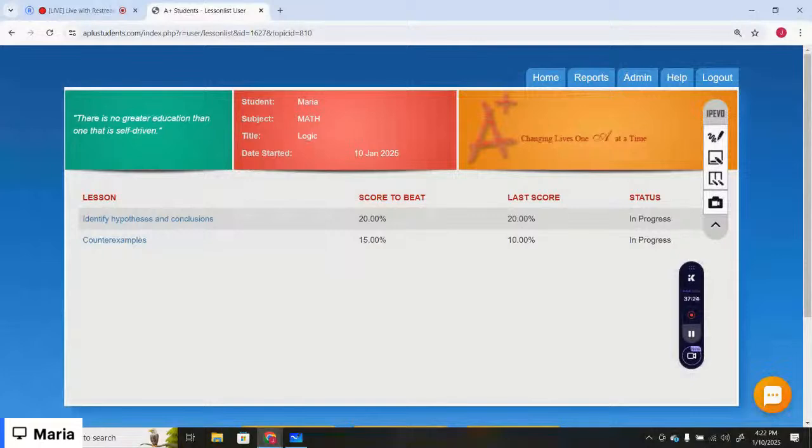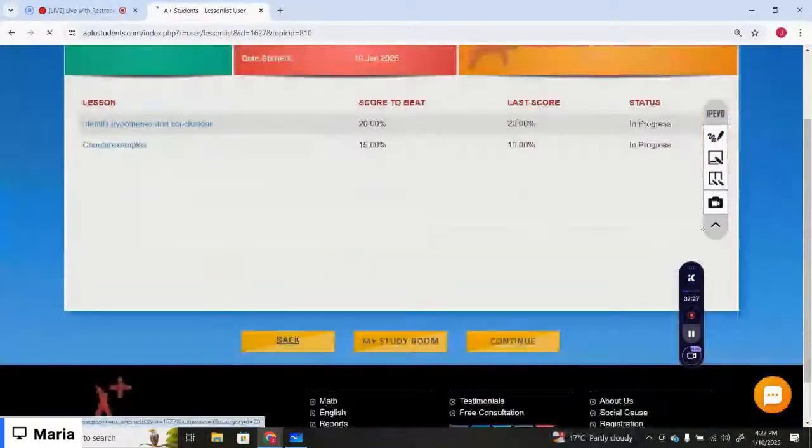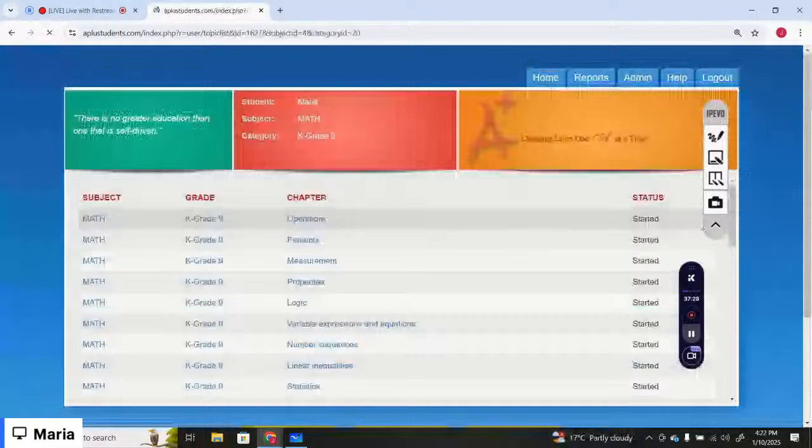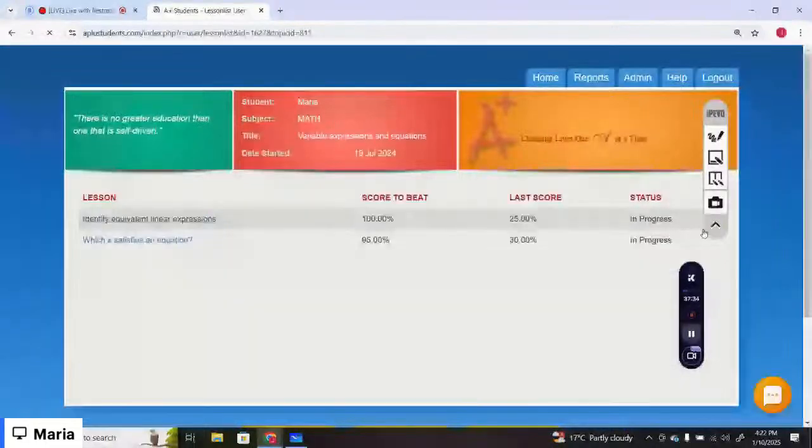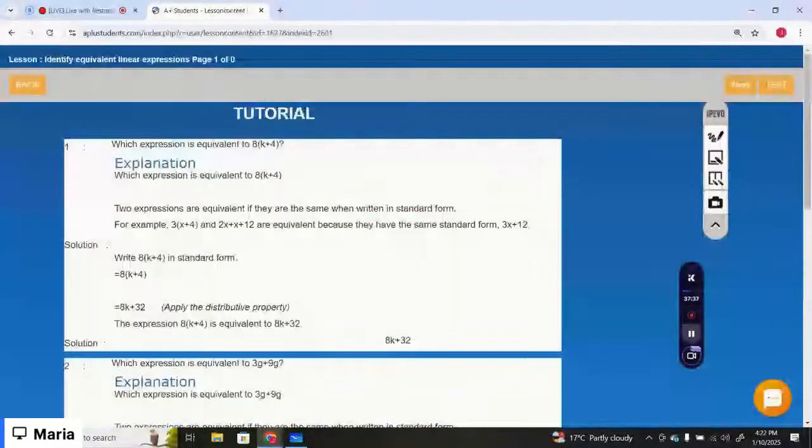We are done with the chapter on logic. We're going to start with the next chapter. The next chapter is variable equations. Let's just start with the lesson. Let's identify equivalent linear expressions. So let's just start with the lesson.